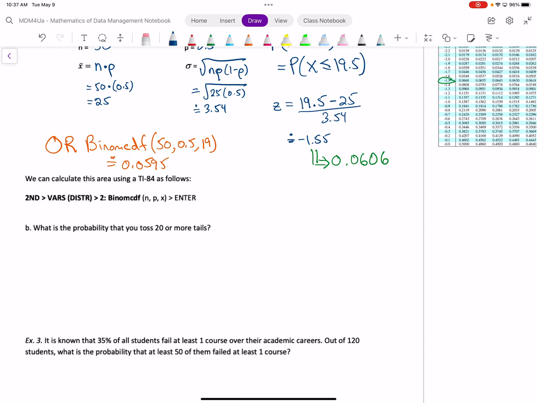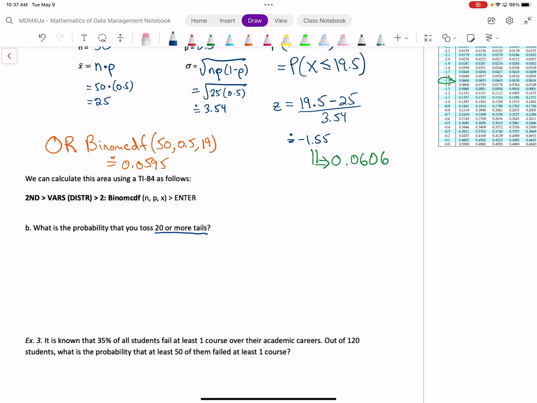We'll try a couple just to make sure it works all right. It says, what's the probability that you toss 20 or more tails? So this question is going to cause a problem, because your calculator only goes from the left up to a point, right? So you can go from 0 to 20 or 0 to 19. Subtract this from 1. Exactly.